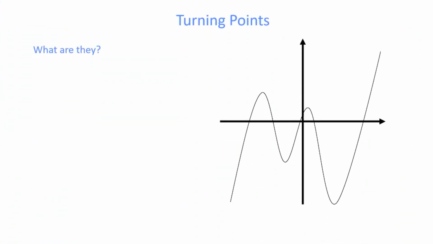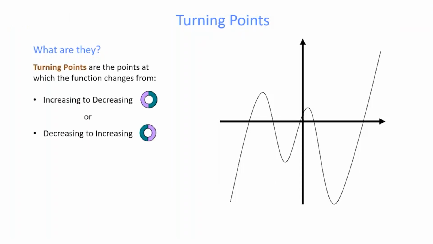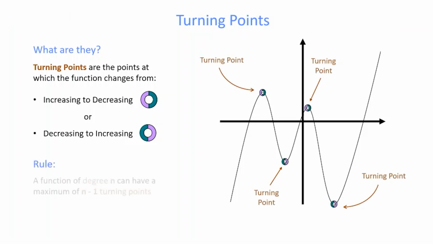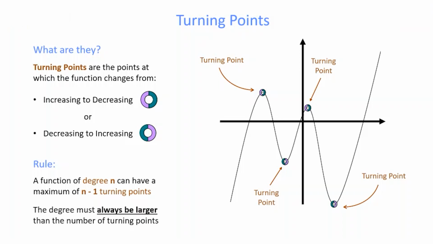Turning points. So what are turning points? Turning points are the points at which the function changes from increasing to decreasing or decreasing to increasing. The rule is a function of degree n can have a maximum of n-1 turning points, and the degree must always be larger than the number of turning points.